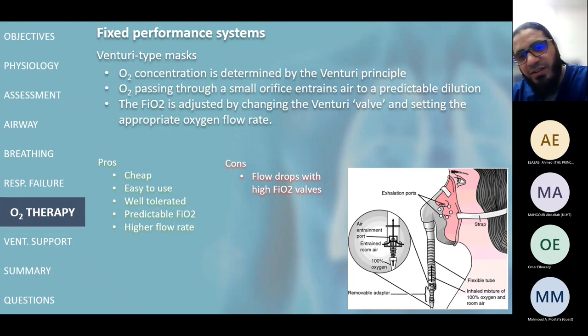But the main disadvantage of this device is once you increase the flow, you will have to compromise the oxygen, because more air will be entrained into it, and the oxygen will be more diluted, and then the FiO2 will drop.